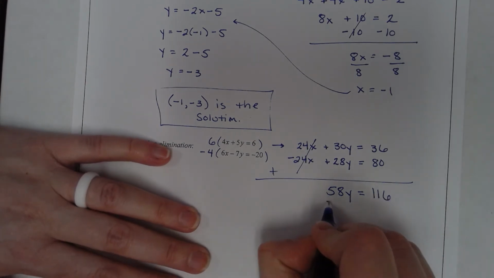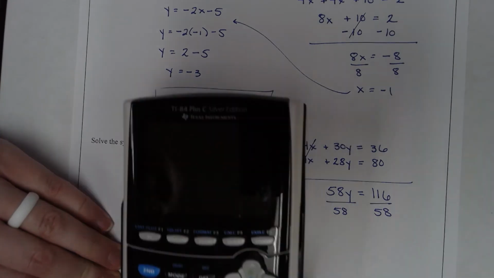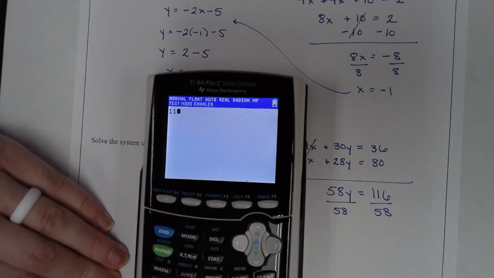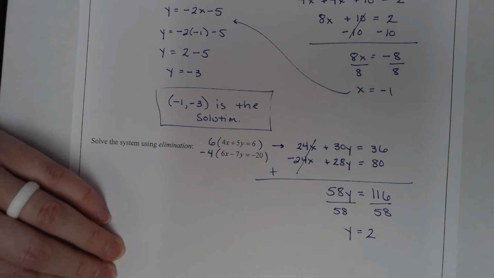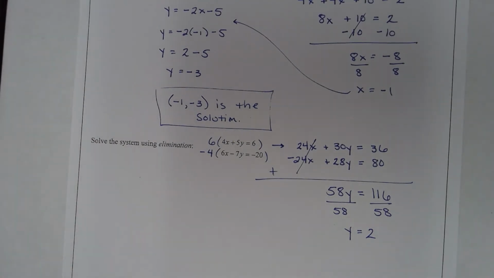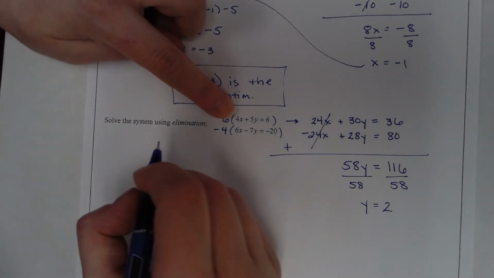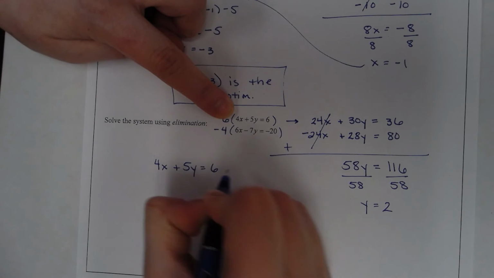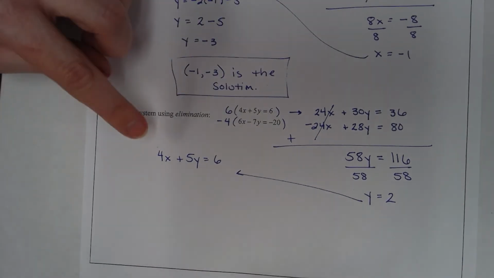Now to solve for y, divide by 58. And let's see what we get. Y equals 2. Awesome. Half my answer is done. Now I need to go back to the beginning and pick one of the equations. I'm going to pick the top, and I'm going to substitute in. Now that I know that y is 2, I can plug that in so I can find x.